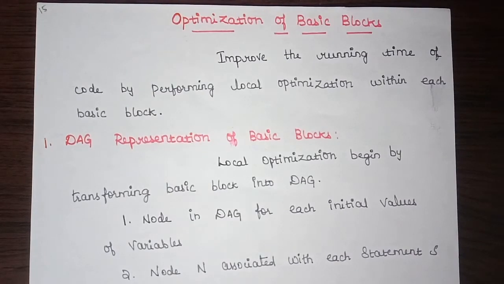In this session we are going to discuss optimization of basic blocks. In the previous video we have seen how to construct the basic blocks and how to generate the flow graph for the given intermediate representation. In this session we will be discussing optimization of basic blocks. Basically, we go for optimization to improve the running time of code.